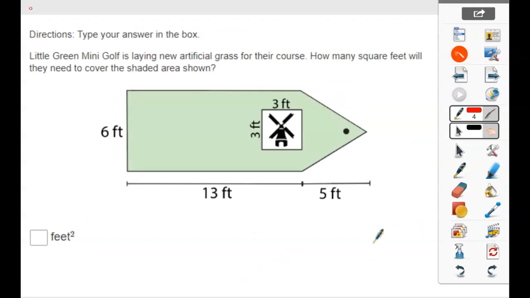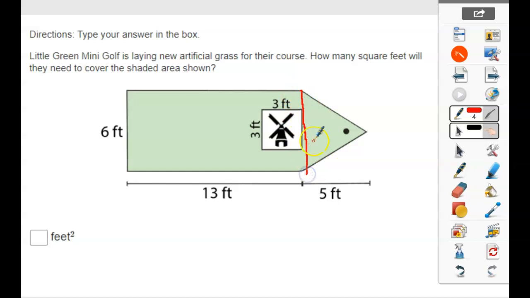Number three, Little Green Mini Golf is laying new artificial grass for their course. How many square feet will they need to cover the shaded area shown? Okay, so being that it says to cover the shaded area, I'm going to be looking for the area of this figure. And before I start, I'm going to need to cut it into a couple of different pieces in order to figure this out.